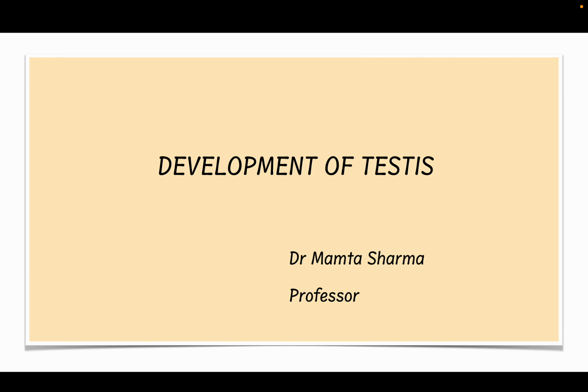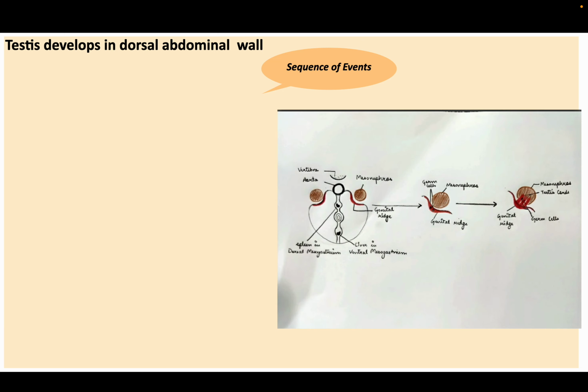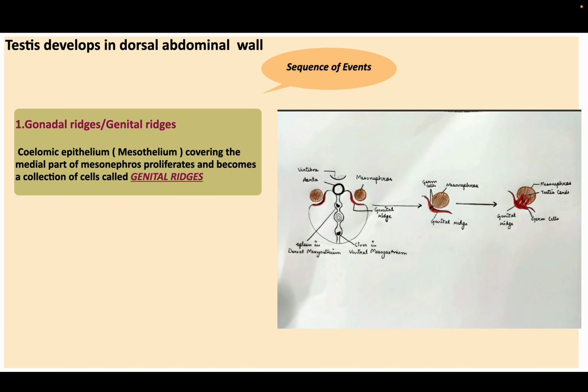In this lecture I will discuss the development of the testes and ovary. First I will discuss the testes development. Testes develop in the dorsal abdominal wall. What is the sequence of events which are happening? You can see the handmade diagram.